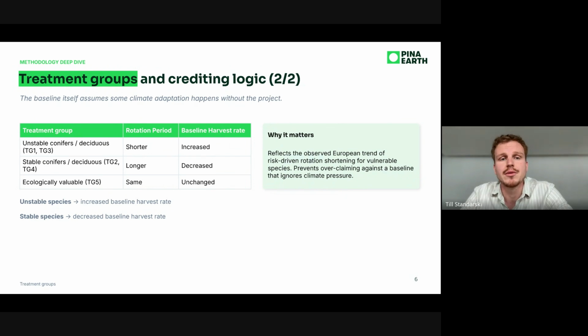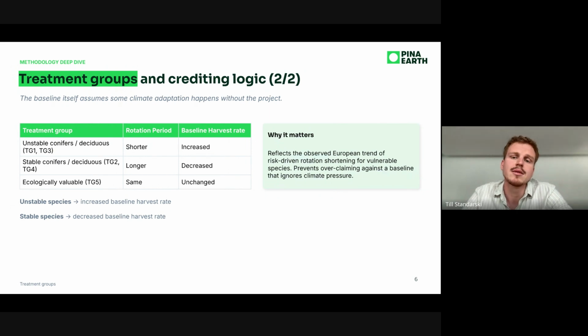In Europe, it's already generally observable that there is some trend towards acting on climate change and introducing more climate resilient tree species. So this is something we don't want to ignore when building as realistic as possible a counterfactual baseline scenario. So this management practice is also implemented already in the baseline. And we do this through slightly adapting the rotation periods that we use for the different treatment groups.